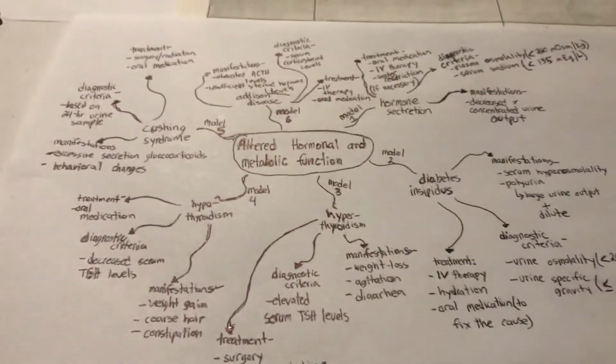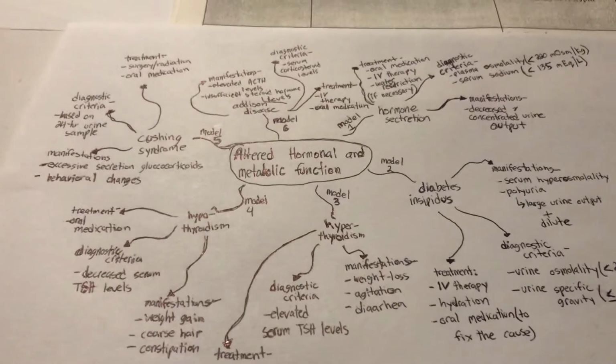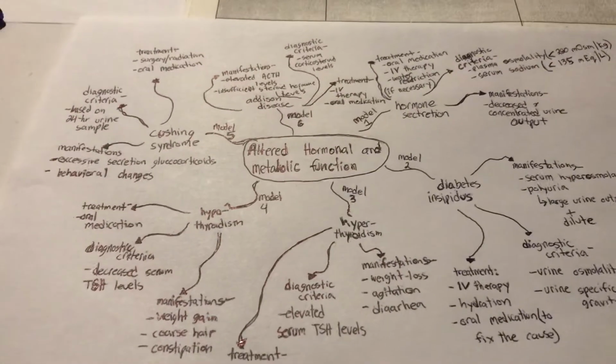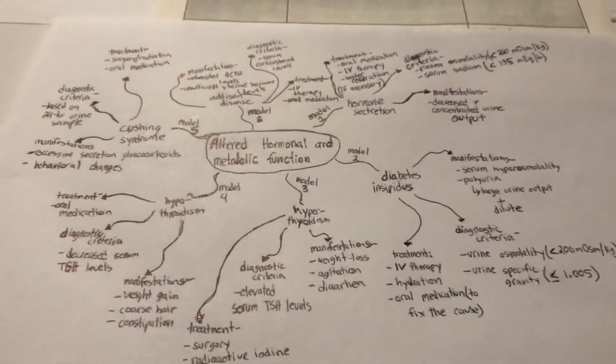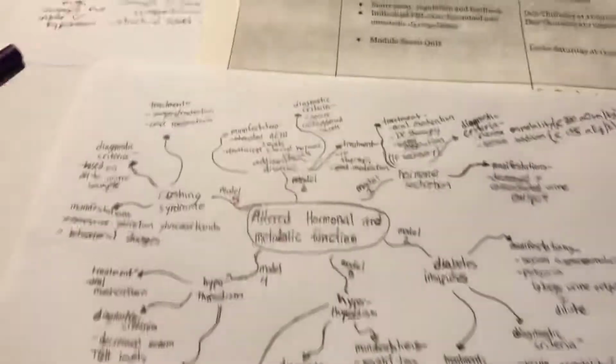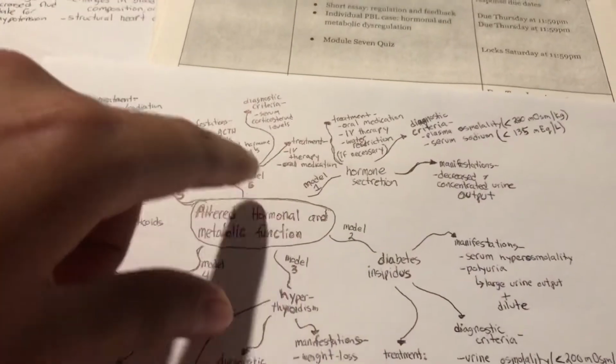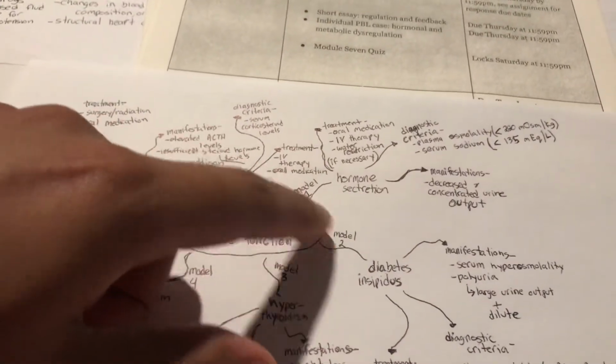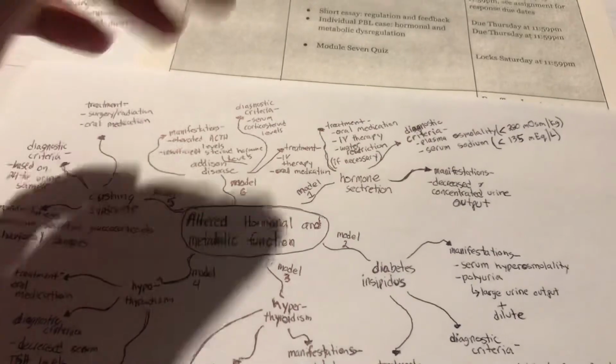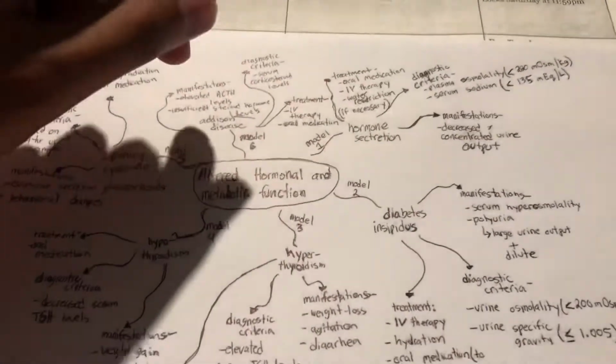Hello everyone. So this is my altered hormonal and metabolic function concept map. So here we are. This is how I did it. I broke it down by models, in the order that it came up in the textbook.